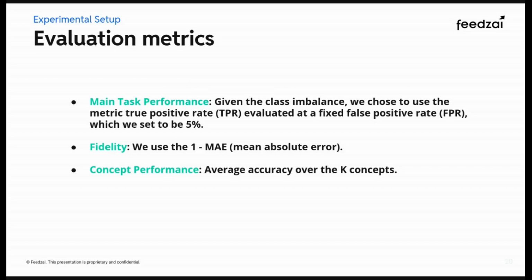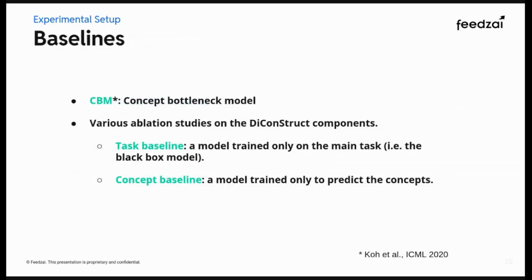We evaluated the method using three metrics, namely the main task performance using the true positive rate at a 5% false positive rate, the fidelity of the explainer in mimicking the black box model scores by using 1 minus the mean absolute error, and the concept performance using the average accuracy over concepts. We also use various baselines, namely the concept bottleneck model, the black box model performance on the main task, which we denote as task baseline, and the model trained to only predict the concept labels, which we denote the concept baseline.